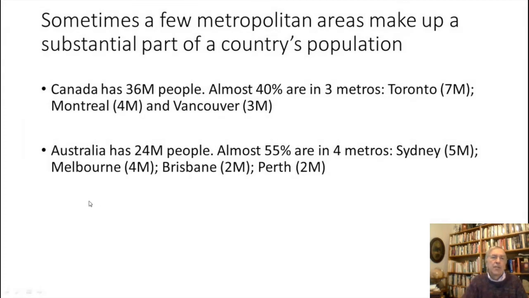Another place that happens is Australia. Australia has 24 million people. Again, in this case, definitely less than a tenth of the U.S. But half or more are in four metropolitan areas. Sydney with 5 million, Melbourne 4 million, Brisbane 2 million, and Perth, which is on the far west coast of Australia, 2 million. So you add those up, you get more than half the population. So that's how clustered these folks are in a few very large urban areas.